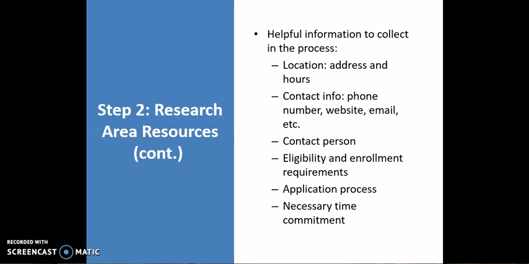The information to collect in this process would be location. It's very important to know the address and hours of operation to make sure you know how to get there and when to get there. Contact information. You need to know the best way to communicate with them, either by phone number, checking out their website, or email. Most importantly is contact person. An organization or a program can have many individuals working, but you may need to talk to one person specifically for that program. So you need to find out who it is that you need to talk to.